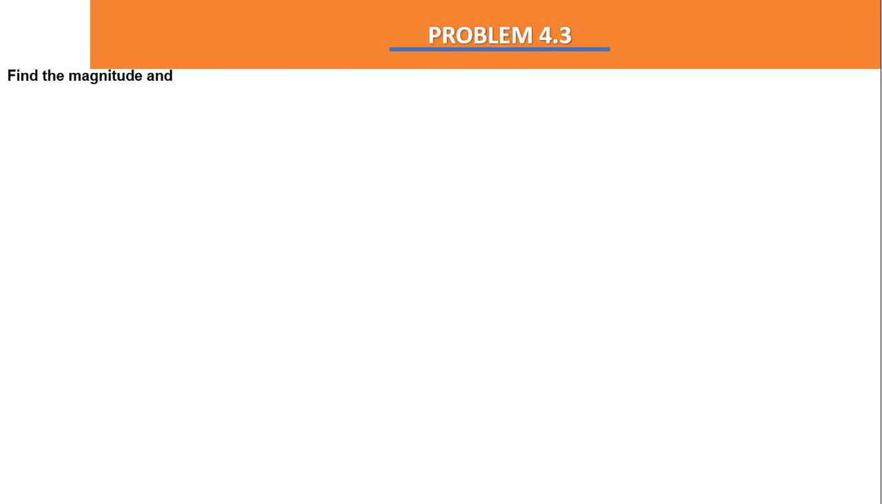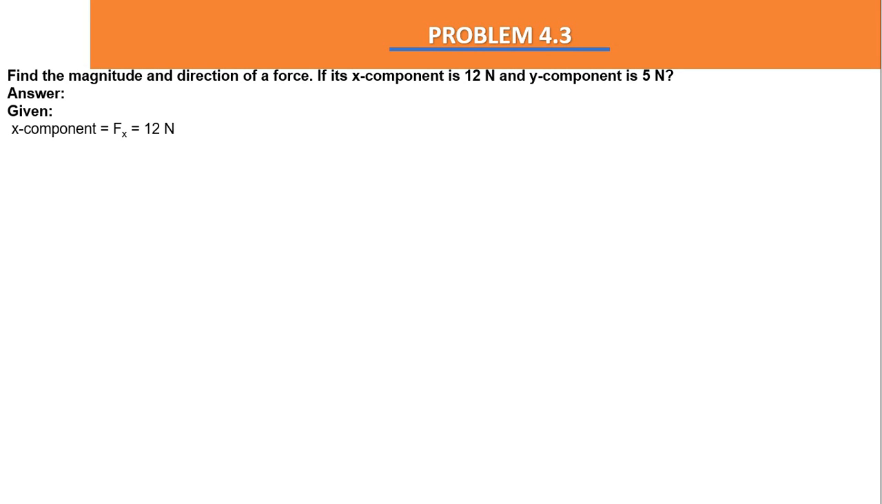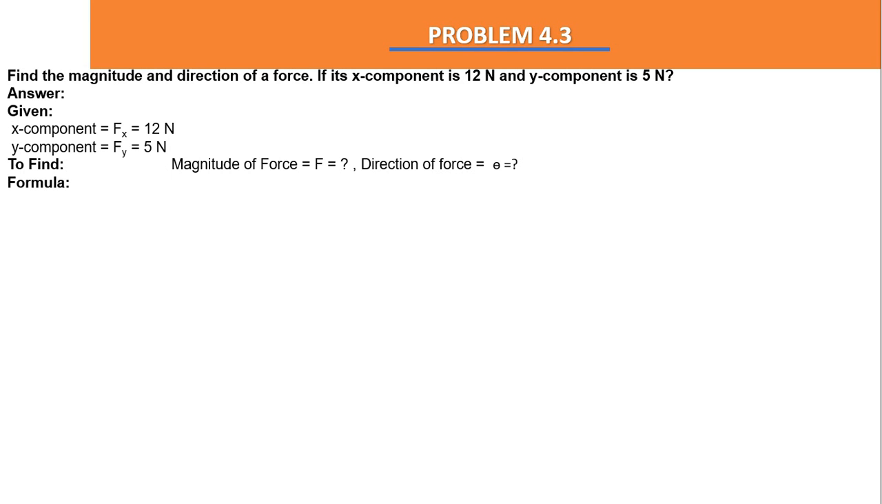Now problem 4.3: Find the magnitude and direction of a force if its x component is 12 Newton and its y component is 5 Newton. We have to find the magnitude and the direction of the force. For the magnitude we have the formula under root Fx squared plus Fy squared. By putting the values of Fx and Fy we will get magnitude is equal to 13 Newton.